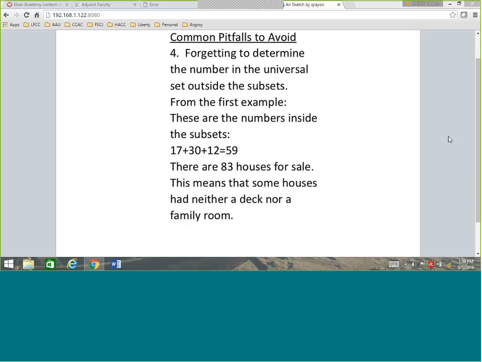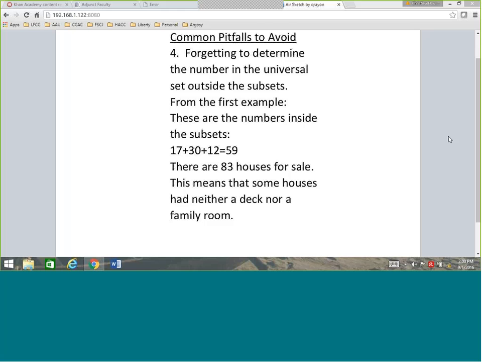It's really hard to get the answers right doing it any other way. Another common pitfall to avoid is forgetting to determine the number in the universal set outside the subsets. For example, when we did the houses with the decks and the family rooms, when we added the numbers inside the subsets, we had 59, but there were 83 houses for sale. So some of the houses did not have a deck or a family room, and that number needed to go outside of those circles, but still inside the box.